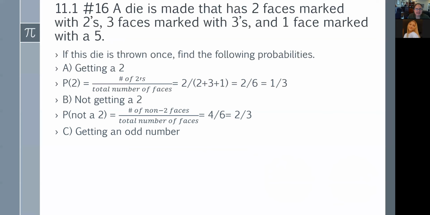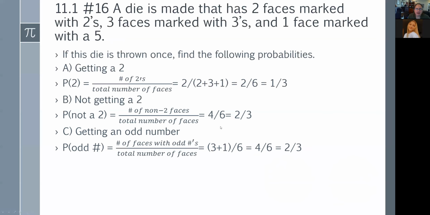Next, part C, the probability of getting an odd number. Okay, that's going to be the number of faces that have odd numbers out of the total number of faces. And an odd number for this example is going to be getting a 3 or getting a 5. And there were 3 faces that had 3s and 1 face that had a 5. So that is 4 faces out of the 6 faces. And that reduces down to 2/3.